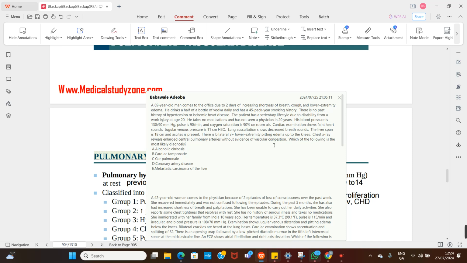Because if it's coming from the left side, it means that the problem is coming from the left side, transmitting it to the right side. You cannot call that cor pulmonale because it's not primarily from the lungs. So they are trying to tell you not to be thinking about heart problem. Oh, there's no vascular congestion. So that's very good. So the problem is actually maybe the person has COPD or something. We don't know, but the heart is okay.